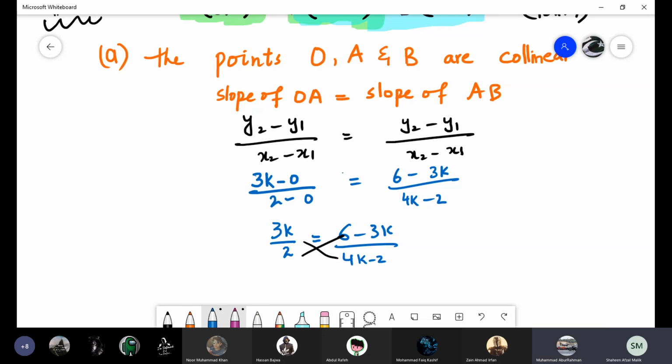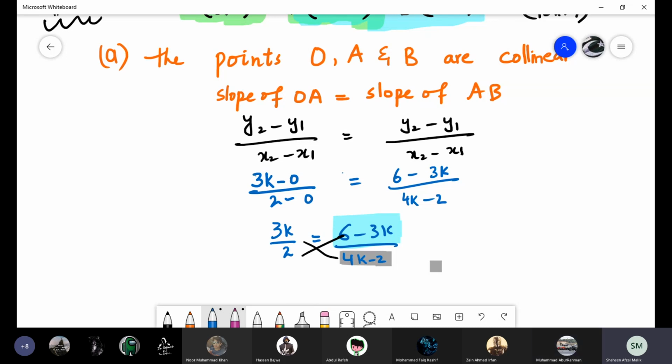Ma'am, in this right-hand side, the 6 minus 3k over 4k minus 2, can we cancel that k and k? No, beta, we cannot cancel, not the 2 and 6 at all. Why? Because this 6 minus 3k is one value. You cannot do the cancellation. If there is only 6 on top and only 2 on the bottom, then you can do the cancellation. But here, this 6 minus 3k is the whole one value, and this 4k minus 2 is one whole value. You cannot do the cancellation. That's why we will do the cross multiplication.